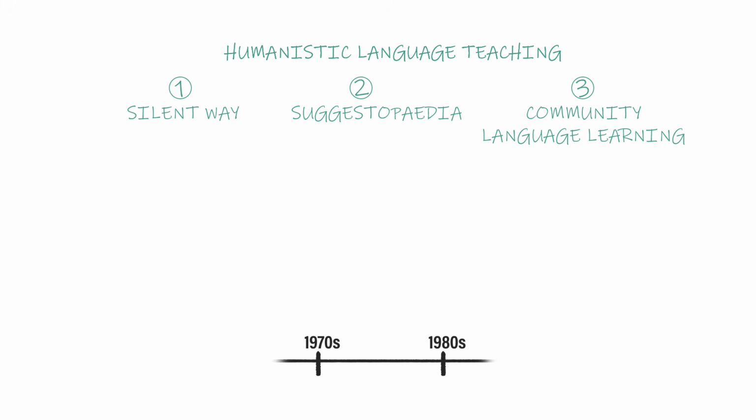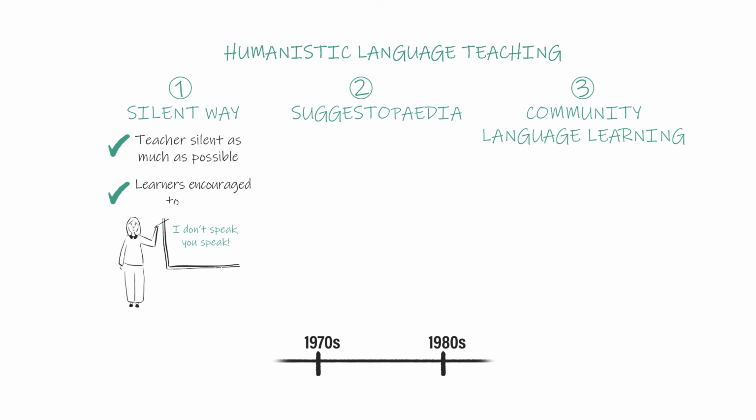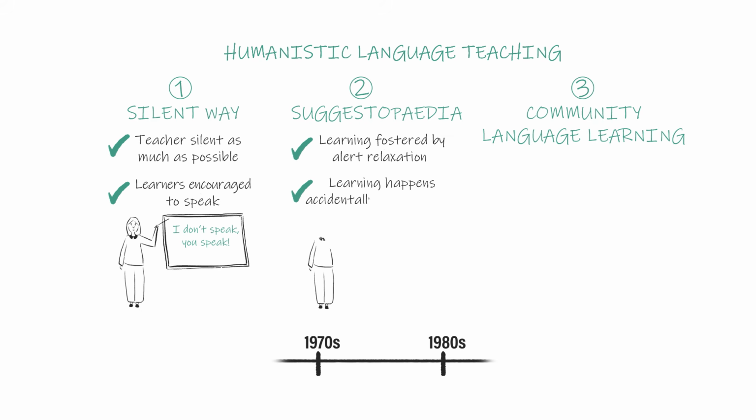The silent way, as the name suggests, is a method based on the idea that the teacher should be silent as much as possible, and the learners should be encouraged to speak. Suggestopedia is based on the idea that learning is fostered by reaching an optimal state of alert relaxation. In this state of relaxation, learning is meant to happen accidentally and naturally.